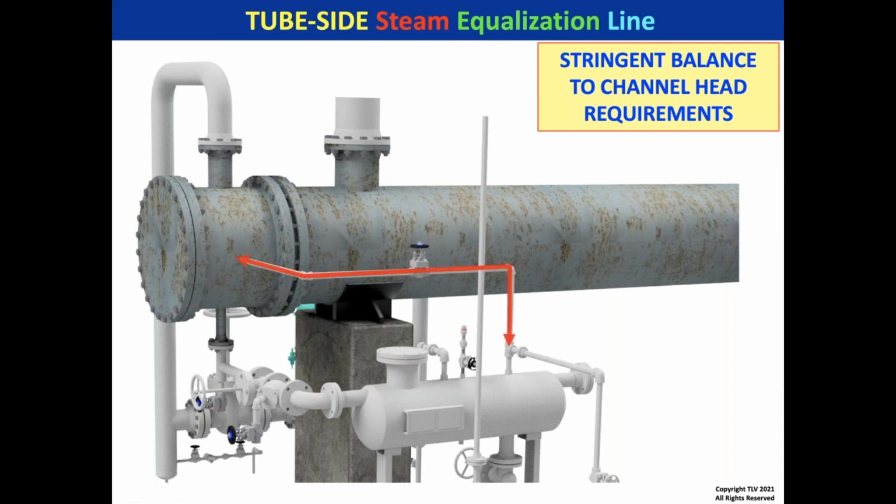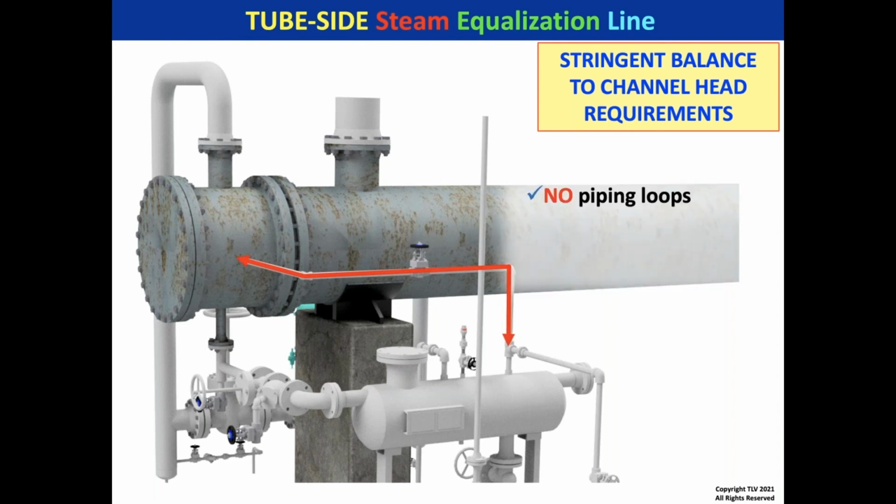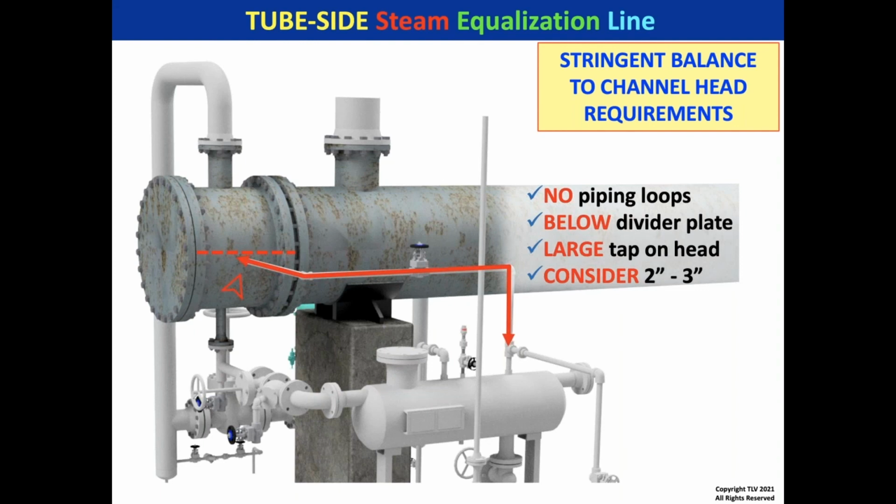The only place to put the balance line is right there in the channel head below the divider plate. So no piping loops, below the divider plate tapping, a large tap in the head. Again, if you're not sure, just order new equipment with a 3-inch tapping. You can always reduce it as needed.